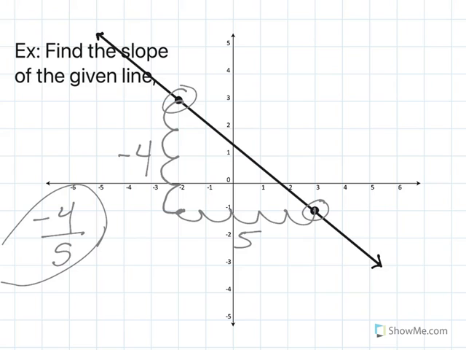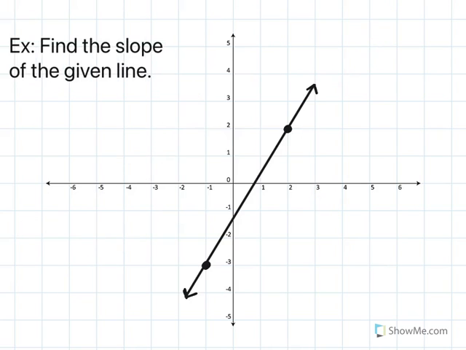The other way to do it would be to say, well, this point is (-2, 3) and this point is (3, -1). Let me find my slope through 2 points. We're going to do that in a minute.